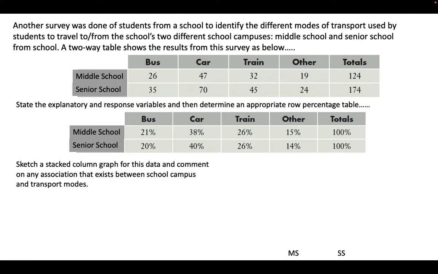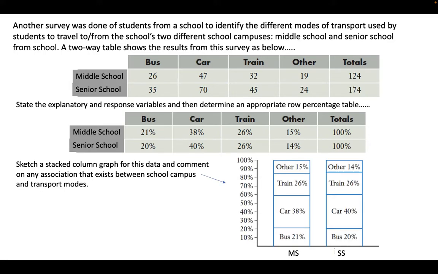The next is to then, from that, sketch a stacked column graph from that data, and then observe from that any association that might exist between school campus and transport modes. So pause it and then come back and have a look. So that's our stacked column graph.